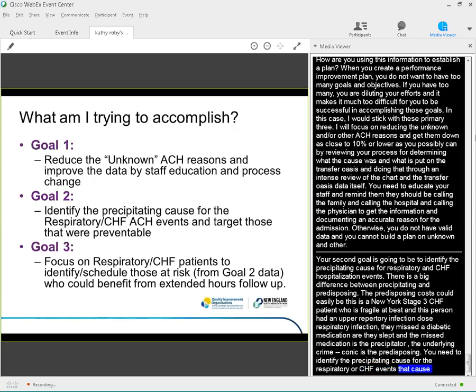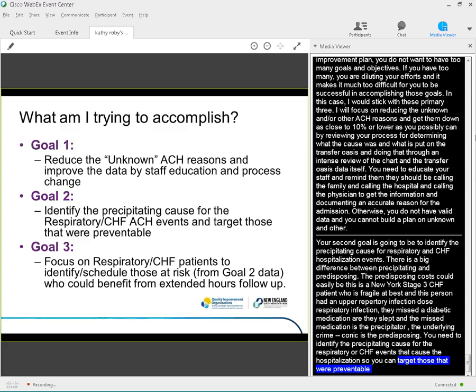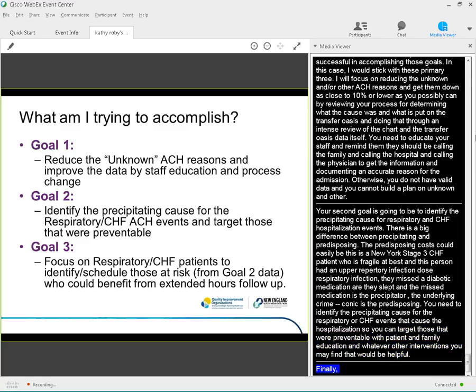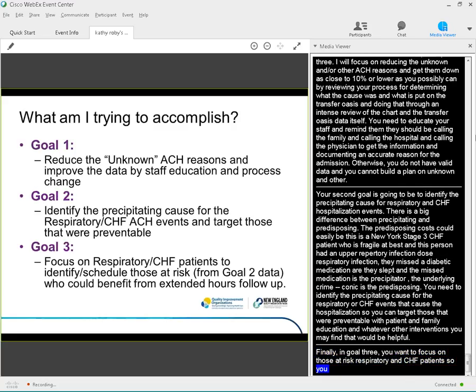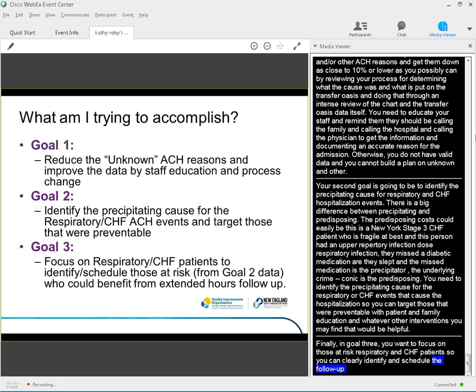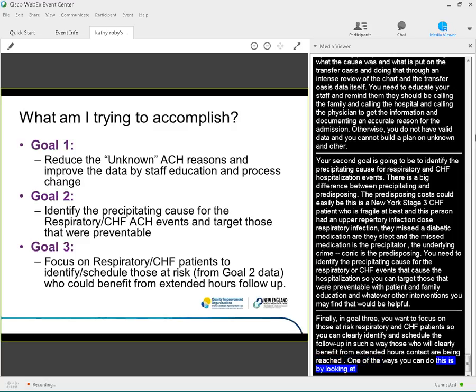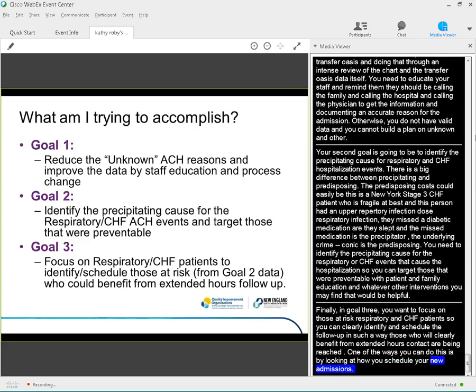Finally, in Goal 3, you want to focus on those at-risk respiratory and CHF patients so that you can clearly identify them and then schedule their follow-up in such a way that those who will clearly benefit from extended hours contact are being reached. One of the ways that you can do this is by looking at how you schedule your new admissions. You have an at-risk respiratory or CHF patient. They come home. That is start of care day 1.